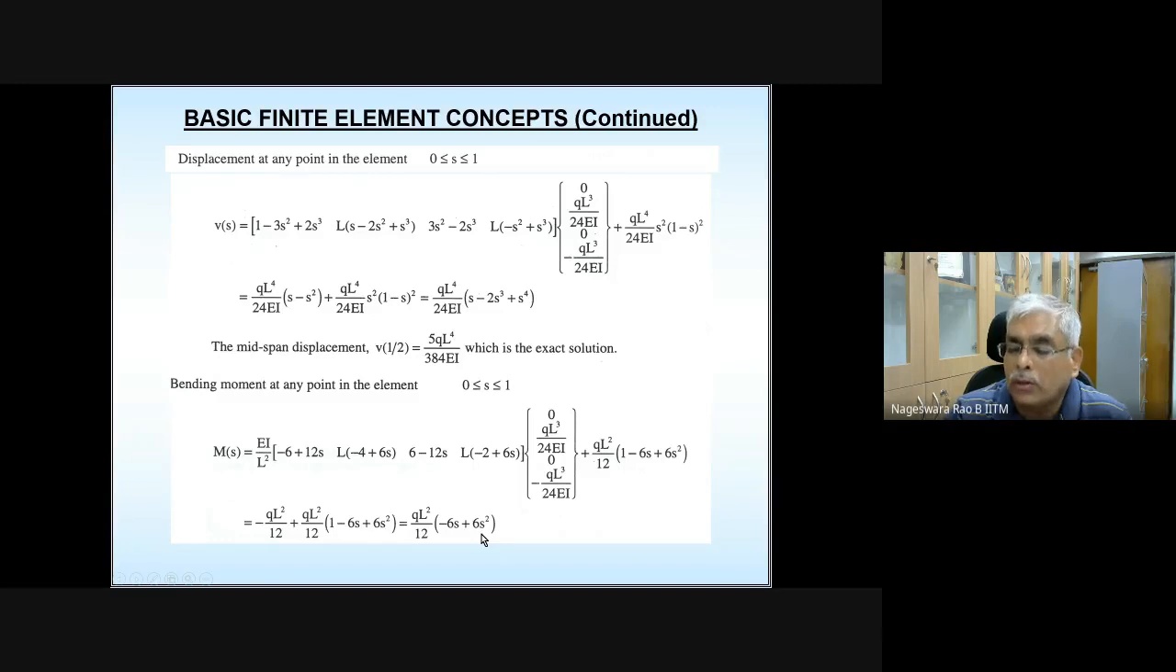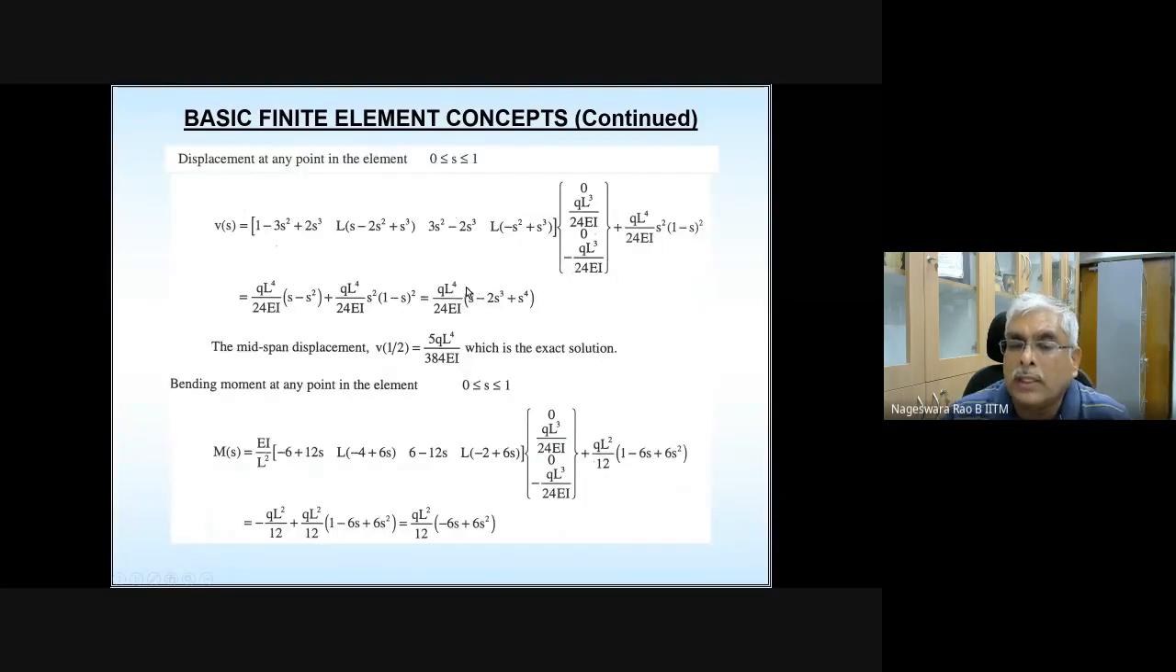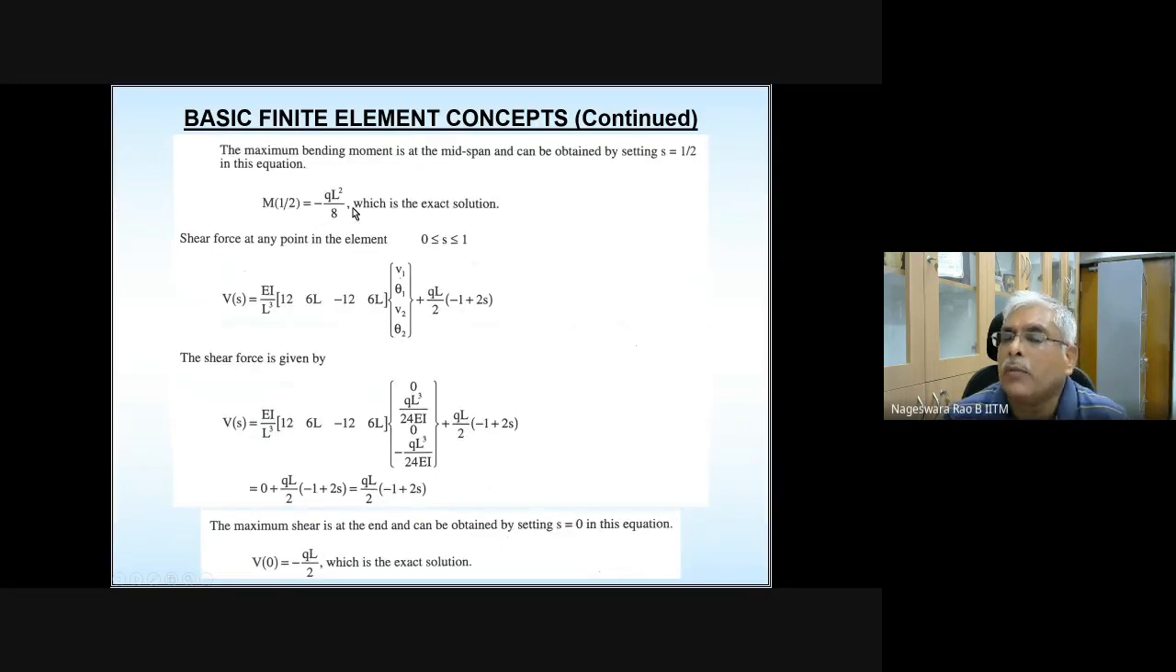So now S is equal to, here please note that only one element is used for discretization. S is equal to 0 here, S is equal to 1 here. If I want mid span, it is going to be S is equal to half. Substituting S is equal to half, I want to check what is the bending moment I'm going to get. Bending moment, this is what I'm getting, which is exact value. Shear force, I'm interested in shear force not at the mid span but at the support. So S is equal to 0. This is also you got exact.